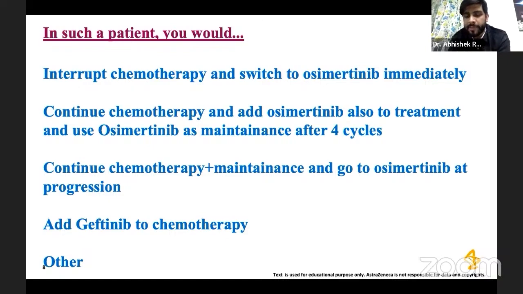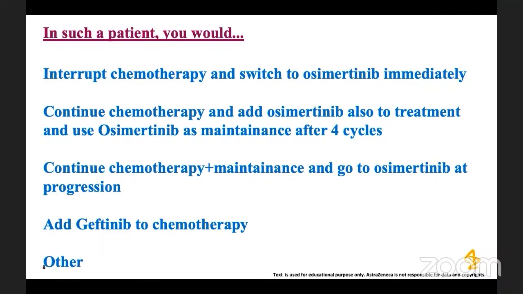So you are quoting some study here? You would like to quote some study over here? Any trial on which you are basing this decision? Dr. Pratik? Okay, maybe Dr. Palak can take this question. What is your practice? This is very important. I think we'll ask all the panelists about this.